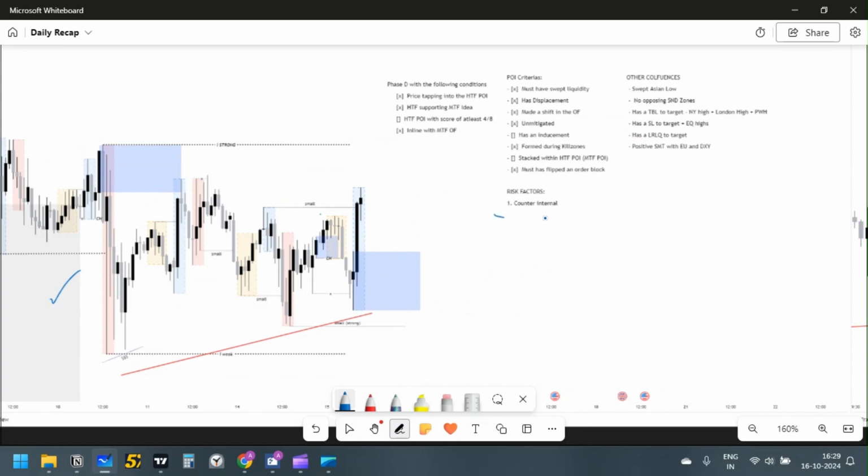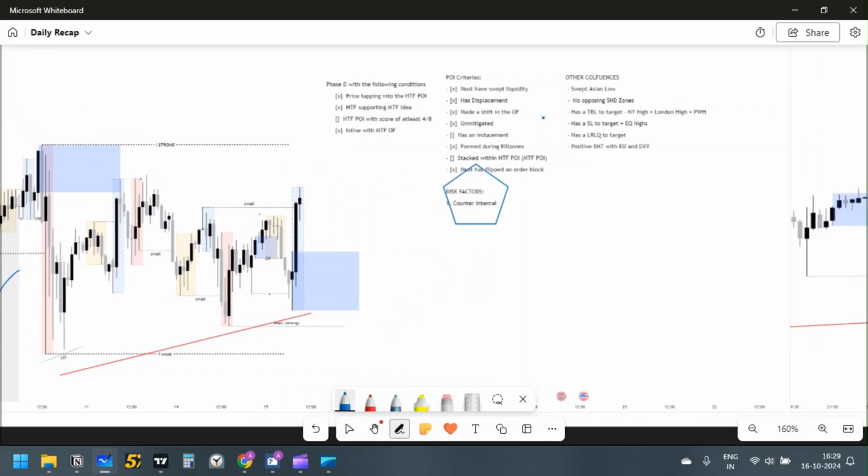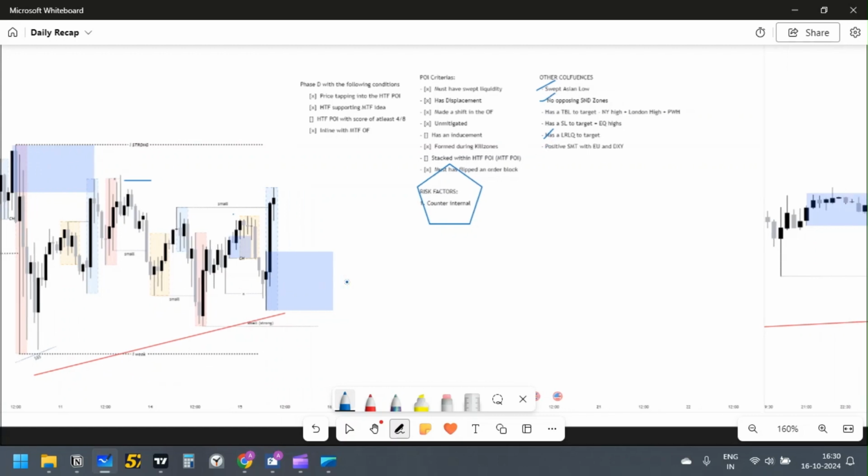So what are the risk factors? Only one risk factor, that it is counter internal. So what are the other considerations? It has left the Asian low. It does not have any opposing supply and demand zone. It has some time-based liquidity to target, that is equal highs, London lows, London highs, New York high, USD high, and it has low resistance liquidity to target, and it has a positive SMT with the XY. So all these factors say that it is a very high probability trade.